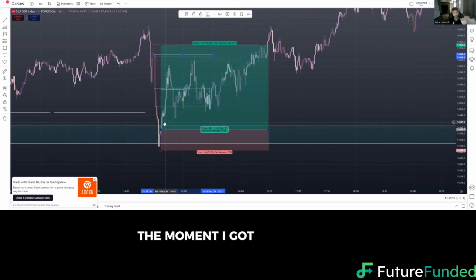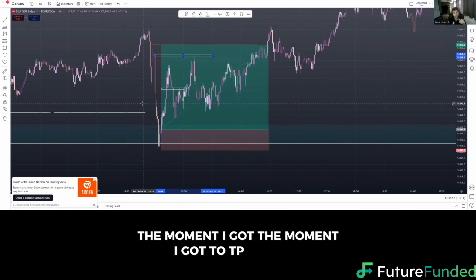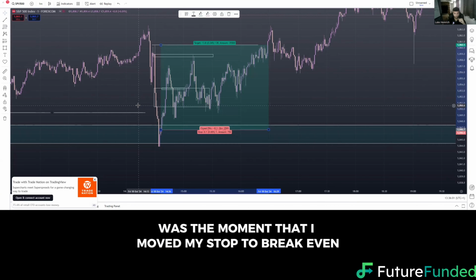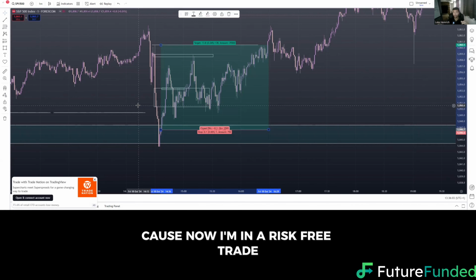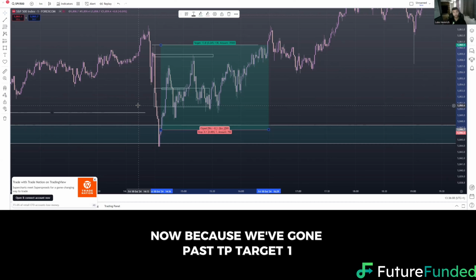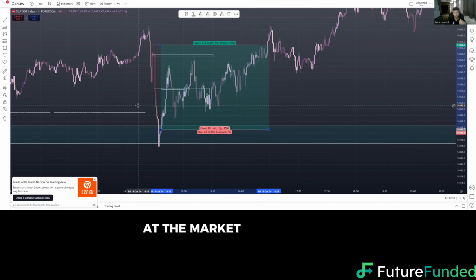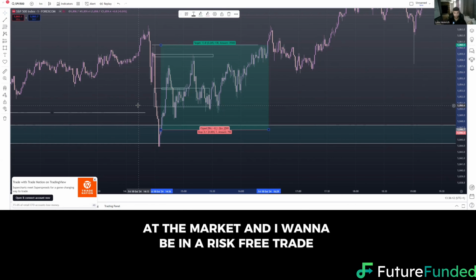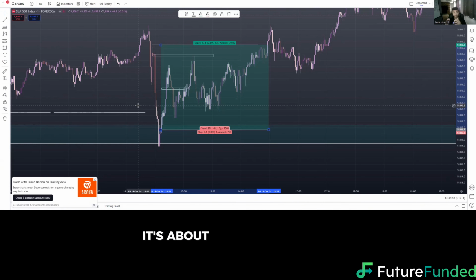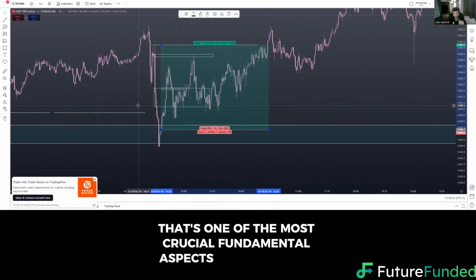The moment I got to TP target 1 was the moment that I moved my stop to break even. Okay, because now I'm in a risk-free trade. I don't want to lose any money on this trade now because we've gone past TP target 1. I've just taken partials out of the market and I want to be in a risk-free trade. All right, I want to manage my risk accordingly. It's not about how much I make, it's about how I protect my capital. That's one of the most crucial fundamental aspects about trading.